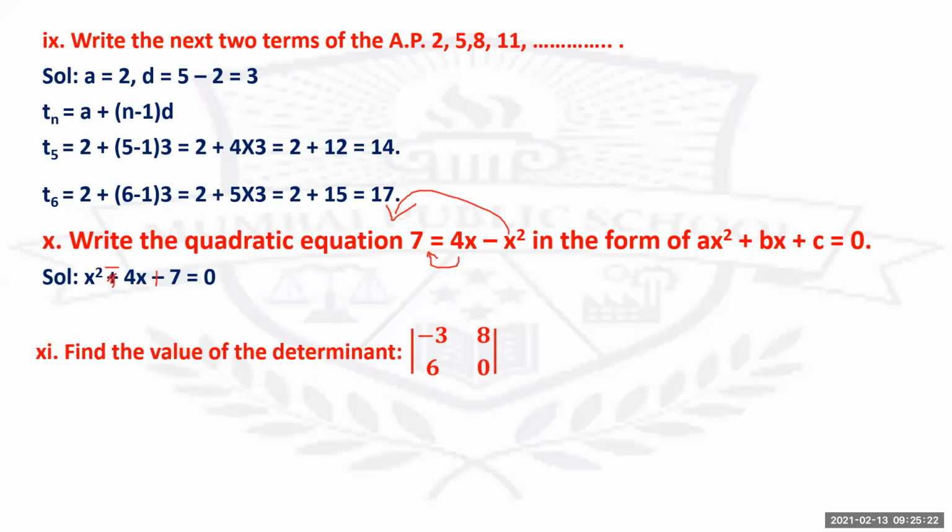Find the value of the determinant with rows minus 3, 6 and 8, 0. Again, you will multiply this diagonally. Once you multiply this diagonally, you will get minus 3 into 0. Sir, minus 51. Minus 6 into 8. Understand? Now check, minus 3 into 0. Any number multiplied with 0 is 0. And 6 into 8 is 48. So 0 minus 48. Your value is minus 48. Is this clear?